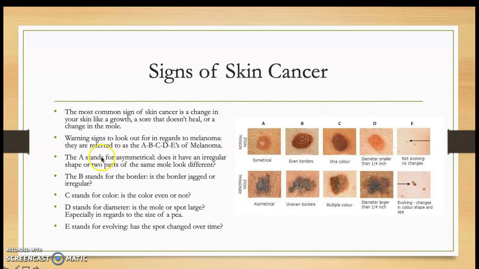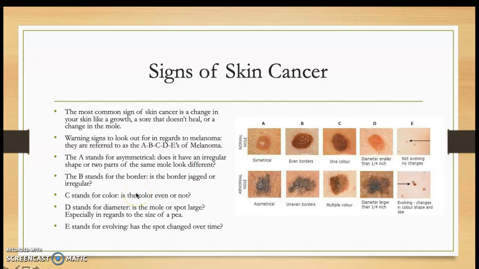So the A stands for asymmetrical, like does it have an irregular shape or do two parts of the same mole look different? And as you see here, if you look at this normal mole, it's very symmetrical, it all looks the same, but at the abnormal mole, you can see that this side is longer and this side is more squat and wide. So it's just a very irregular shape compared to this one.